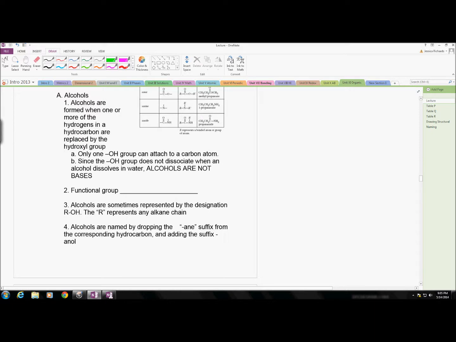So hydrogens removed, hydroxyl is put on there instead. Notice that they are not bases. That is covalently bonded on to your carbon chain. So the hydroxyl is your functional group. Covalently bonded on, it can't dissociate, it's not a base. General formula R, where the R is your alkane chain, OH. The ending for an alcohol is anol.